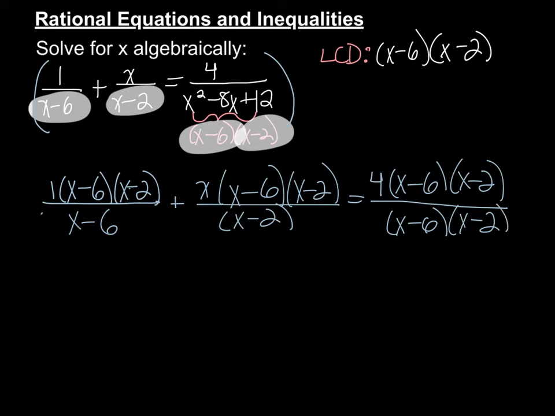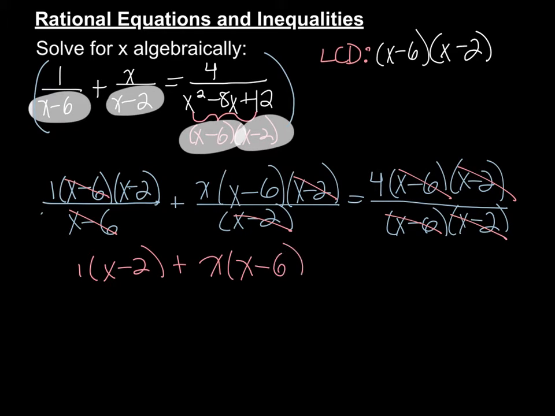Now, you don't need to write it out this way. If you understand that when you multiply by the LCD, these cancel, the x minus 2 cancels, and this cancels, you don't need to show that you distributed. You can just write it out as 1 times x minus 2 plus x times x minus 6 equals 4. We're going to simplify.